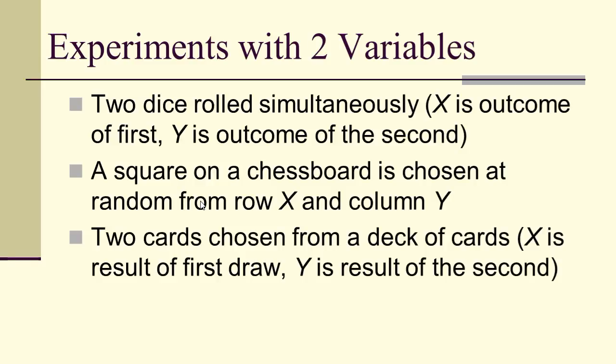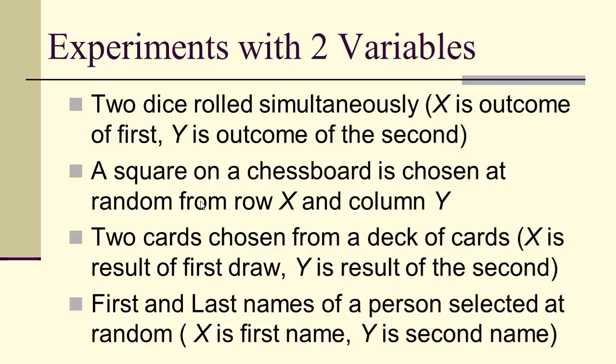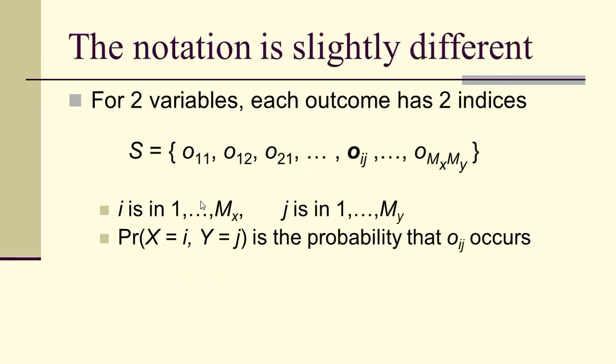You could choose two cards from a deck of cards. X is the first and Y is the second. You could take the first and last names of a person selected at random. Capital X would be the first and capital Y would be the second. Now the notation is slightly different because for each outcome we have to have two indices.